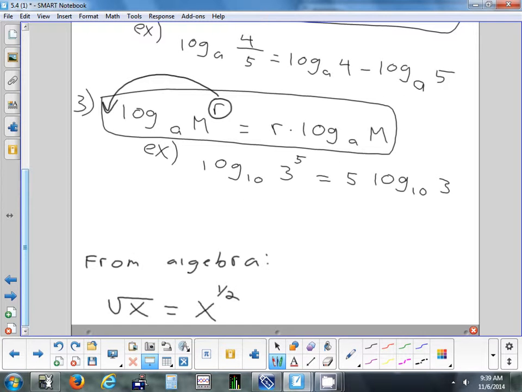Okay, the other thing to remember, we actually just went over this a couple days ago. If you have a square root, you can write that as something to the 1/2 power. The reason why we might want to do that is because if we have something as an exponent and it's a log, we can put that number in front.